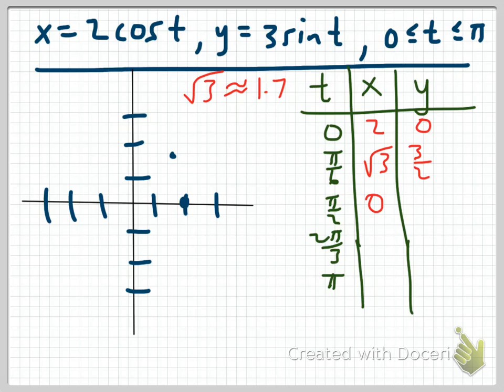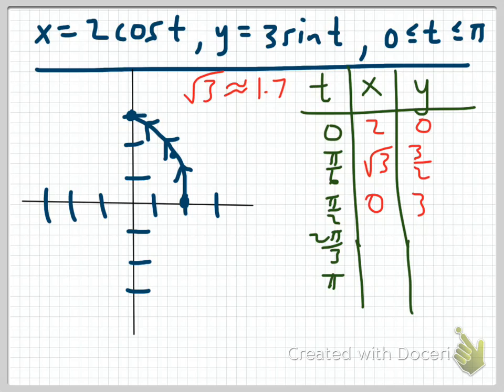Then when t is pi over 2, cosine of pi over 2 is 0, sine of pi over 2 is 1, so we get 0, 3. Okay, so that brings us right up there. Okay, so far, the curve has gone just like that.